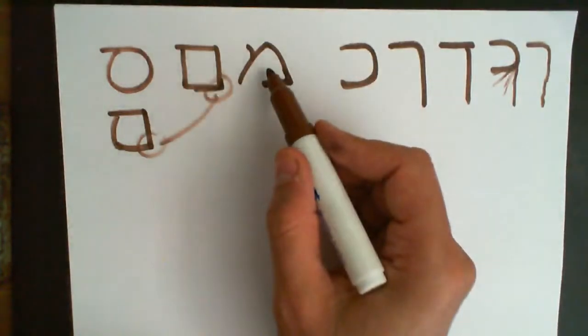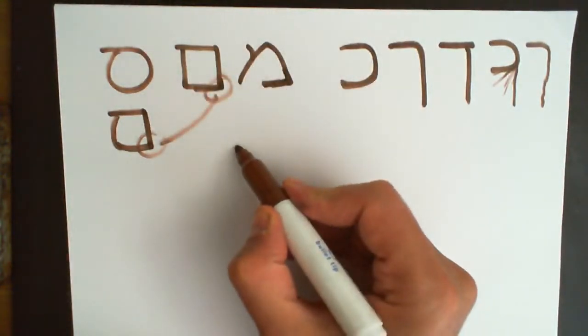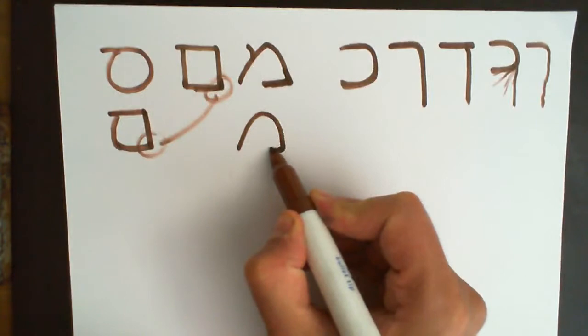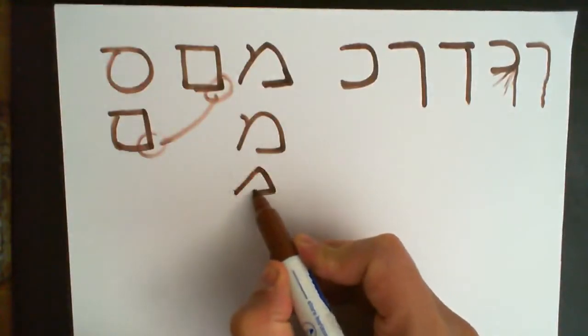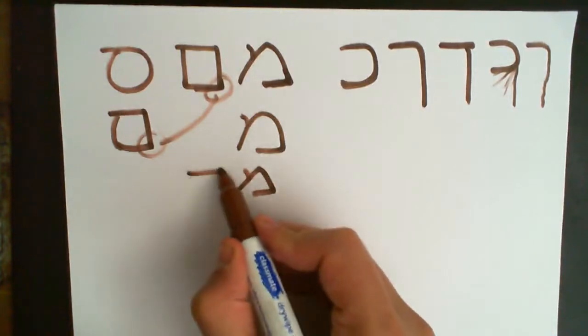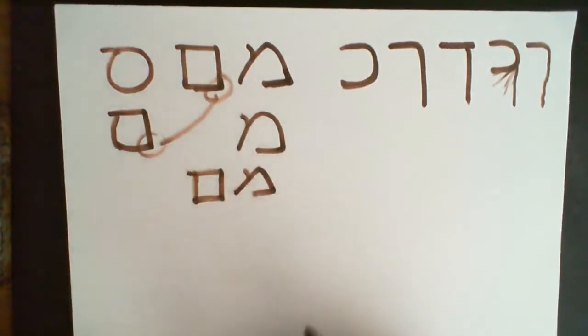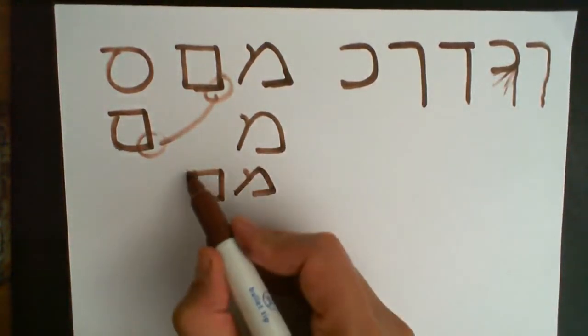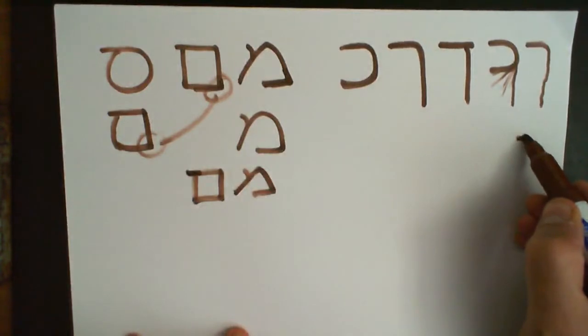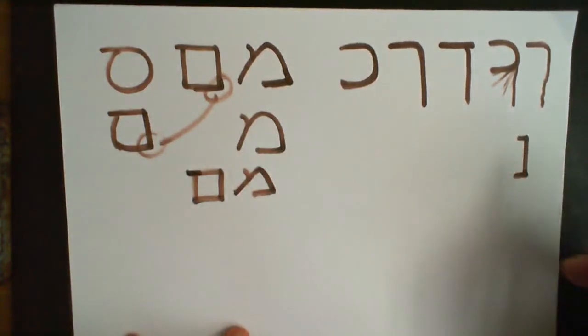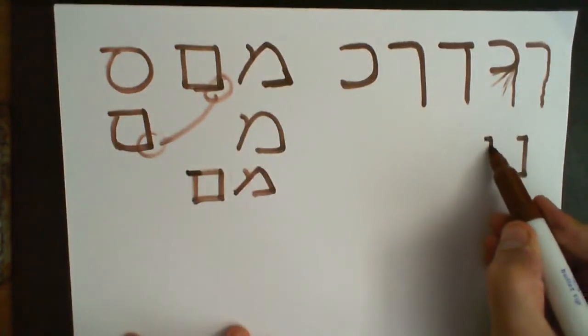Final mem, mem in the middle of a word. So here's our mem in the middle of a word, in its rounded form, in its more sharp form, and at the end of a word, like so. A little box with an overhang. That's mem.